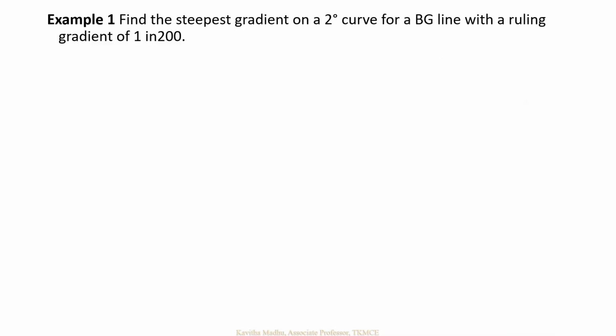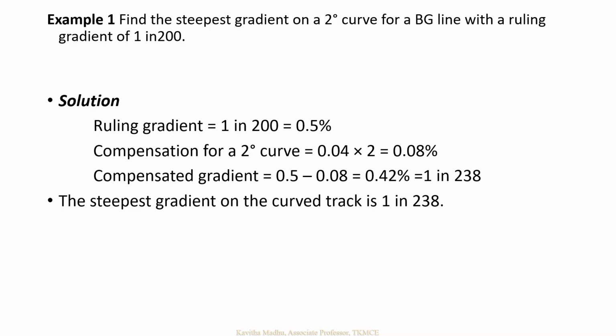Find the steepest gradient on a 2-degree curve for a broad gauge line with a ruling gradient of 1 in 200. So the ruling gradient is given. It's a broad gauge line. Then the steepest gradient on a 2-degree curve. So the curve there is 2 degree, and accordingly we have to design the grade compensation. The ruling gradient is 0.5 percent.